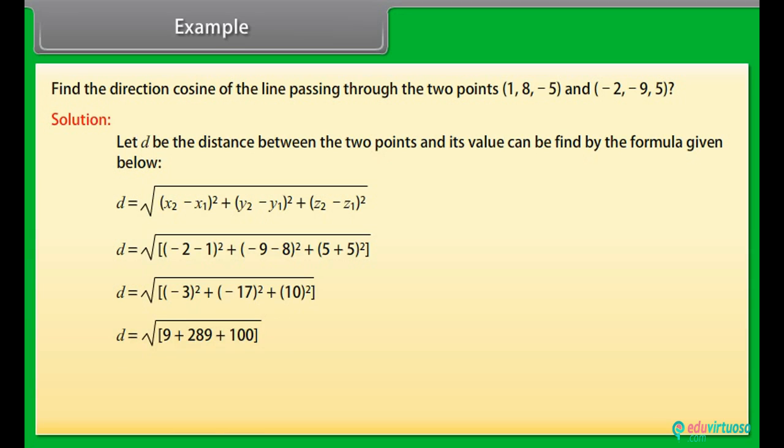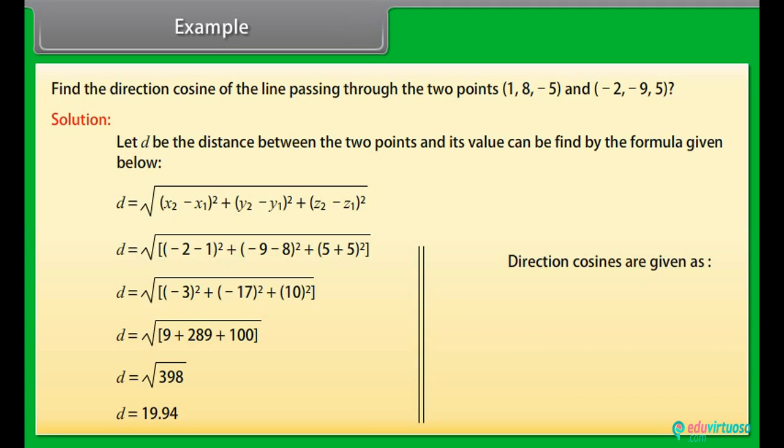d equals square root of 9 plus 289 plus 100. d equals square root of 398. d equals 19.94. Direction cosines are given as L equals minus 3 by 19.94, M equals minus 17 by 19.94, N equals 10 by 19.94.